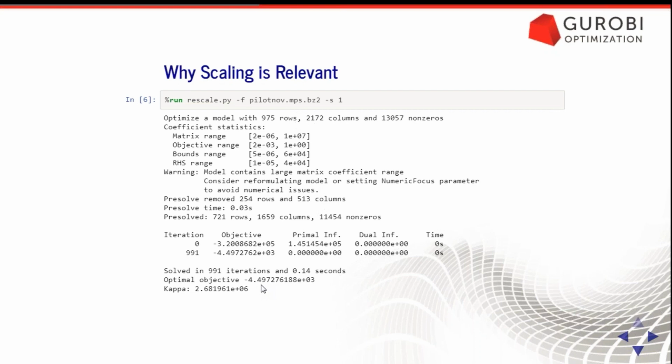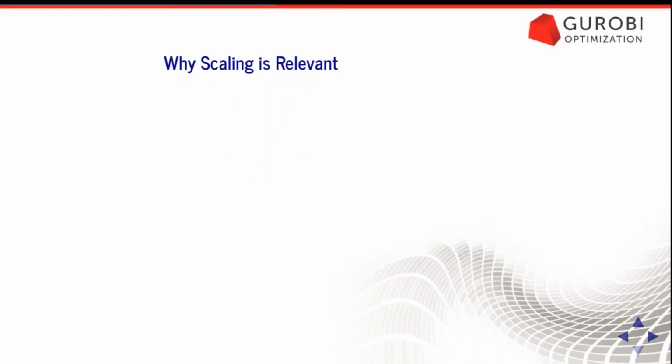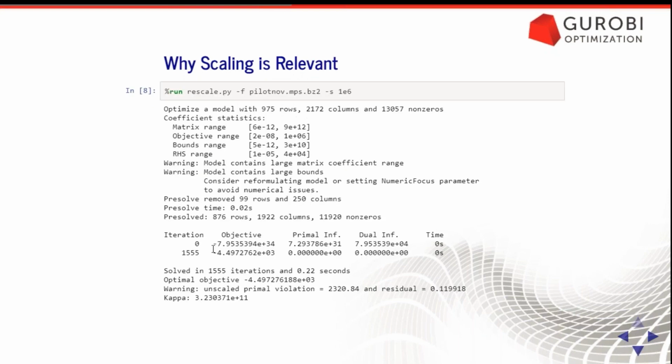What if I now scale the problem with a bigger coefficient, so up to 1,000? You see now the matrix coefficient range grew. Now it's 18 orders of magnitude. You see again the warning. And we are still getting the same optimal value. However, and this is key, it took longer in number of iterations. And what if I push it even more? I can push it now to, let's say, scaling coefficients up to 1,000,000.